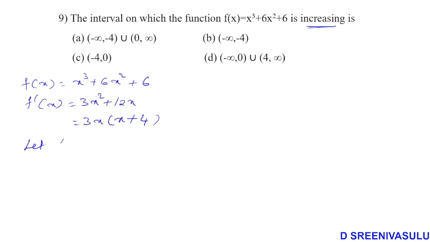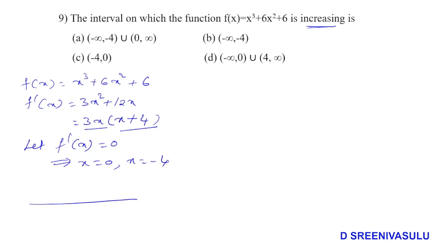Let f dash x is equal to 0. What will we get? 3x is equal to 0, x plus 4 is equal to 0. 3x is equal to 0 means x is equal to 0. X plus 4 is equal to 0 means x is equal to minus 4. Where f dash x is greater than 0, we have to take f dash x positive.